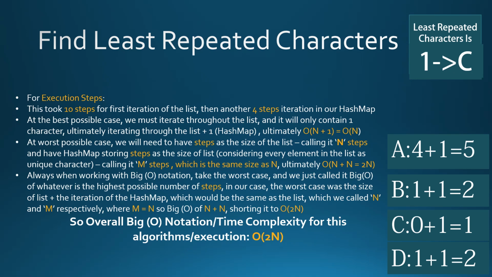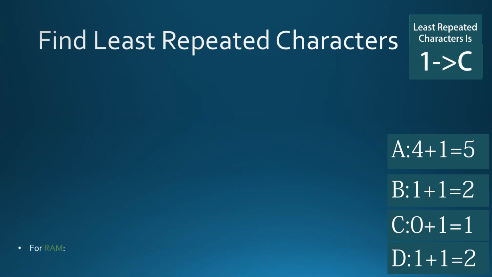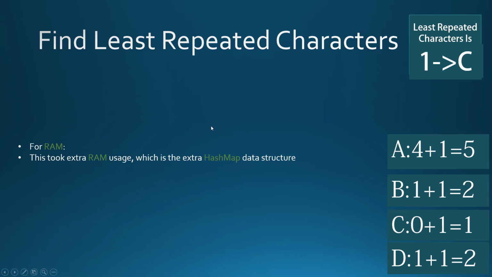We have not talked about RAM yet. Let's visit the RAM and discuss what happened. Let's remember, RAM, or rather than time complexity, space complexity. Space complexity is calculated for the extra space. So now, what extra space have we taken in order to solve this algorithm? We have taken the hash map. We have used this hash map to solve our problem.